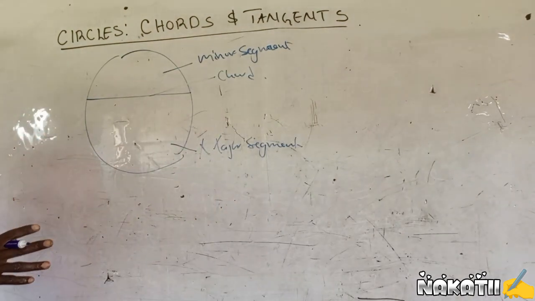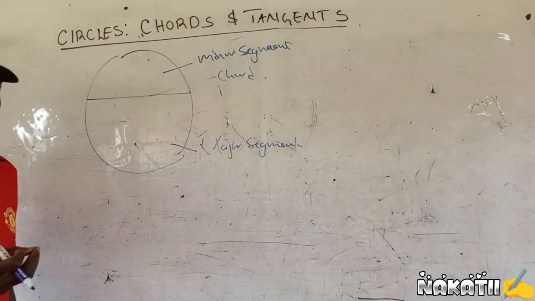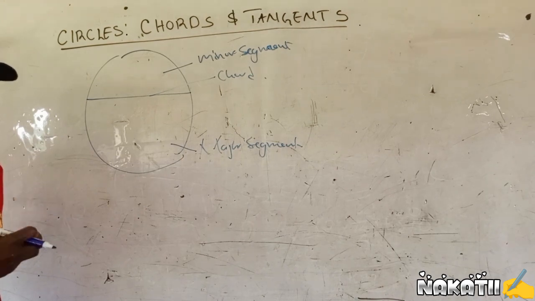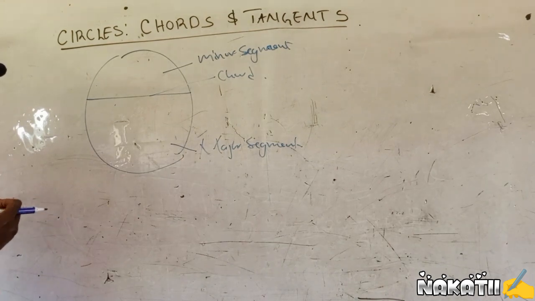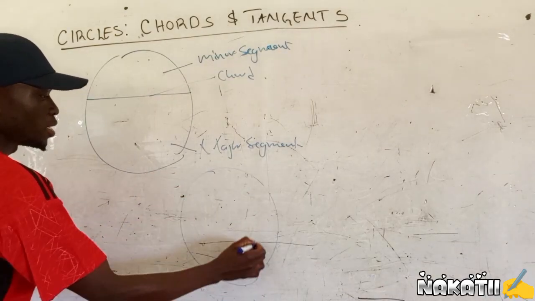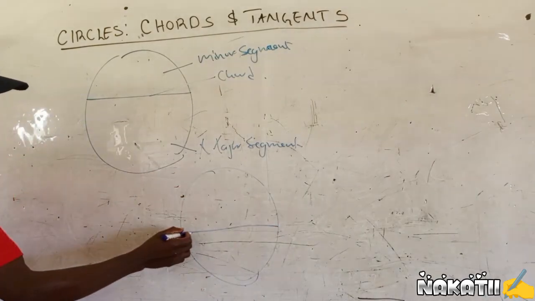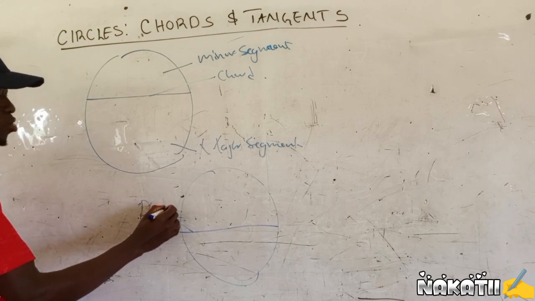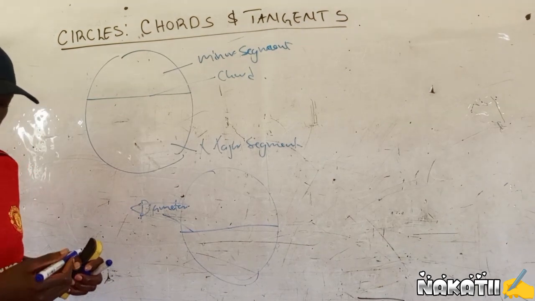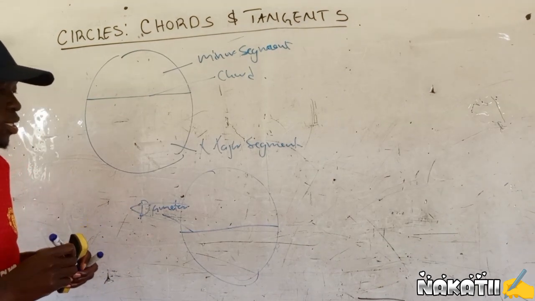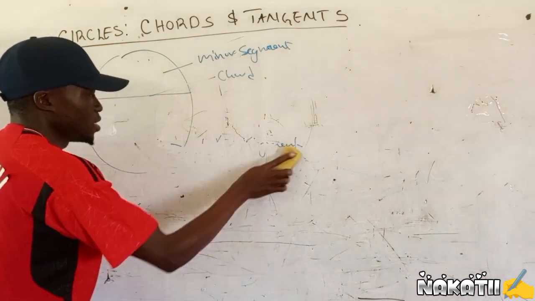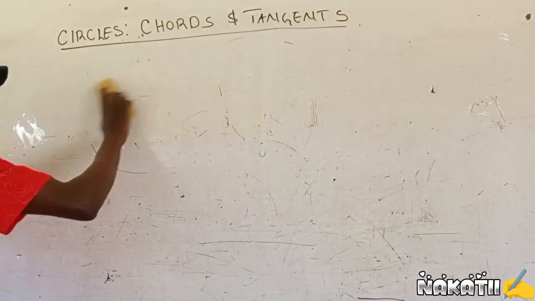Now we can have a diameter, which is a special chord that divides a circle into two equal segments, and we call them semicircles. If you have your circle like this, and this one here, we call it the diameter, which is a chord that divides a circle into two equal semicircles. Now, if that is a chord, then we check.